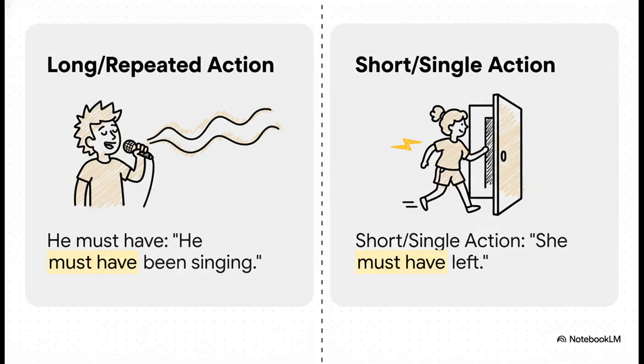Now, there's one last little layer to this whole thing. You've got to ask yourself, are you speculating about an action that was ongoing for a while, or was it a single quick event? If it was a long or repeated action, you use the continuous form. He must have been singing. But if it was a short, one-and-done action, you use the simple form. She must have left. It's a subtle distinction, but it's a really important one.